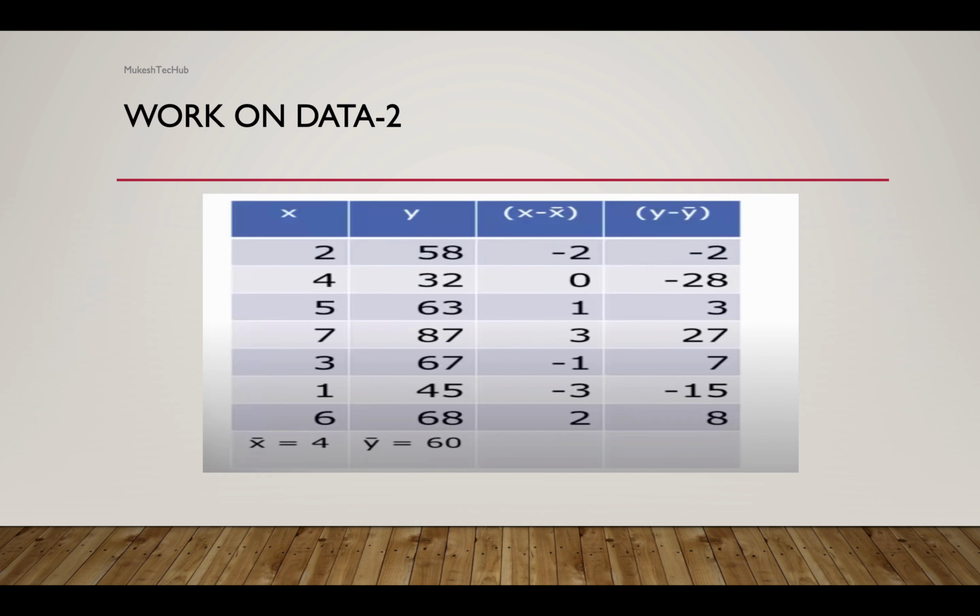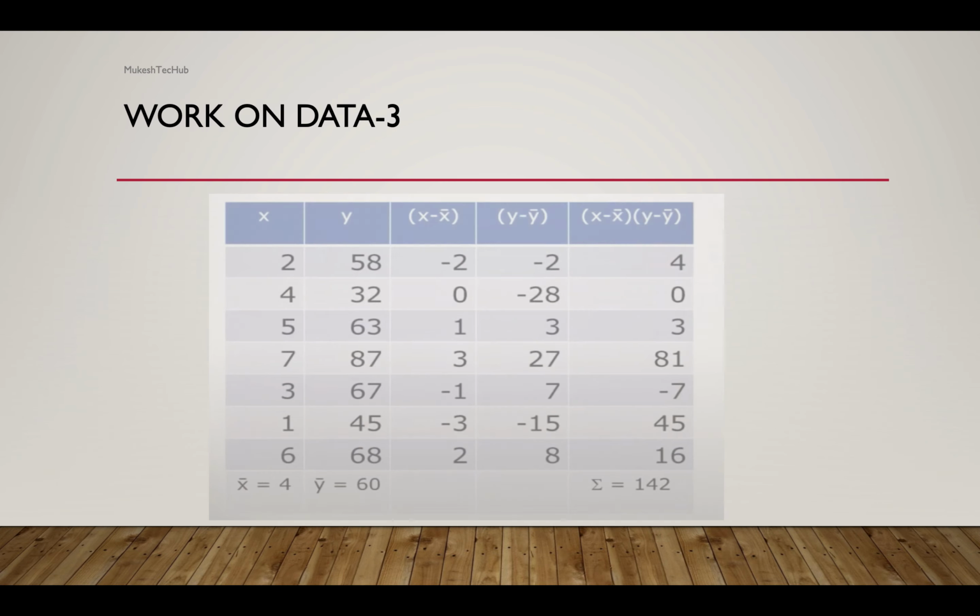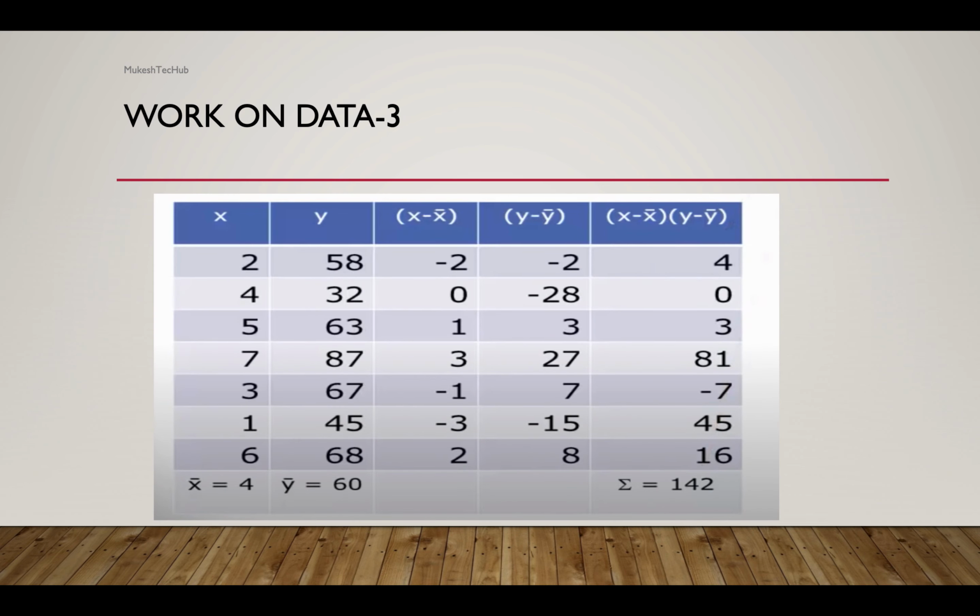Now let's look. Similar to x minus x bar, we have to calculate y minus y bar. So y bar represents the mean of the y column. If we add 58, 32, 63 up to the end, and divide by the total number of samples, that is 7, we will get 60, right? So here y bar equals 60. Now we need to multiply x minus x bar into y minus y bar. So if we calculate -2 into -2, that is 4, 0 into -28, 0, 1 into 3, 3, 3 into 27, 81. So like that we have to do calculations.